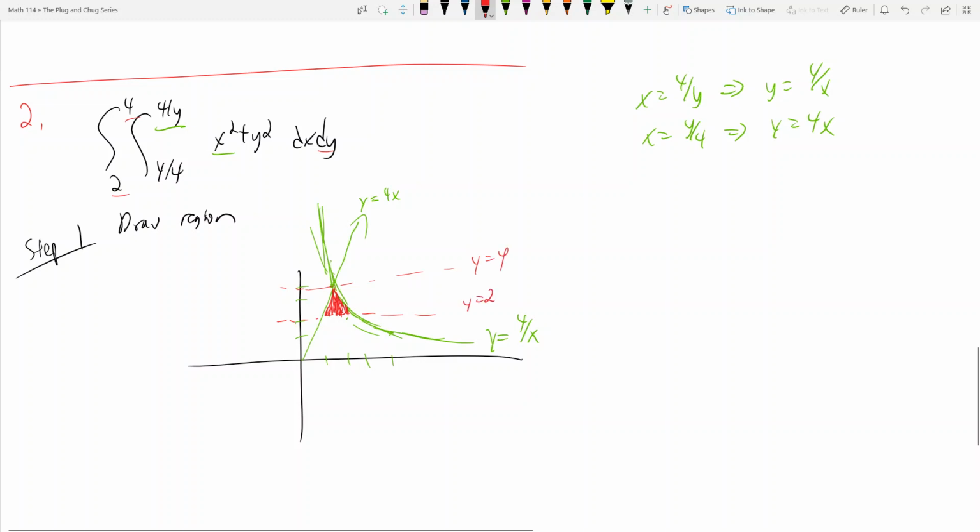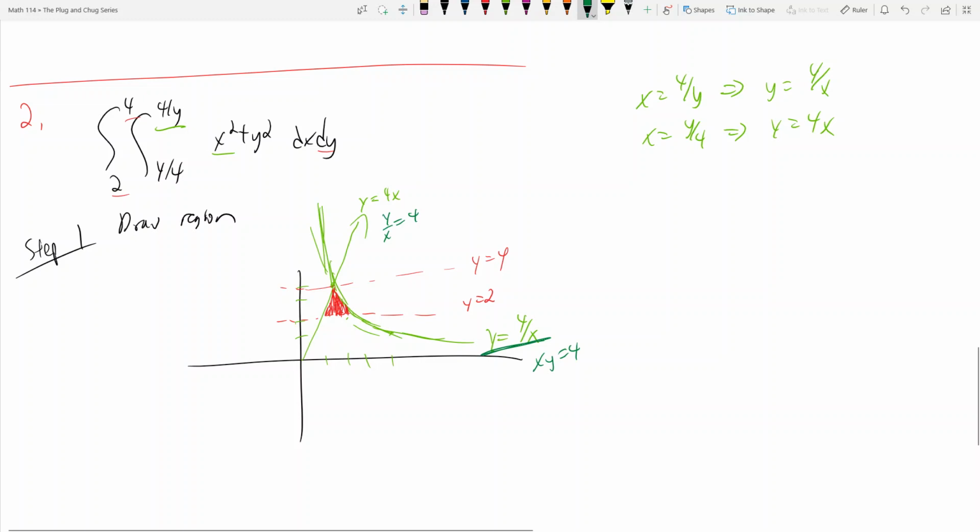Now we ask ourselves, how do we find a way to substitute this? What are we going to use? Like previously, we want to get x's and y's on the same side. So here, when we have the equation y equals 4x, I don't want to leave it that way. I want x and y on the same side. So I'm going to rewrite this equation as y over x equals 4. And likewise, over here, I'm going to write it as xy equals 4.